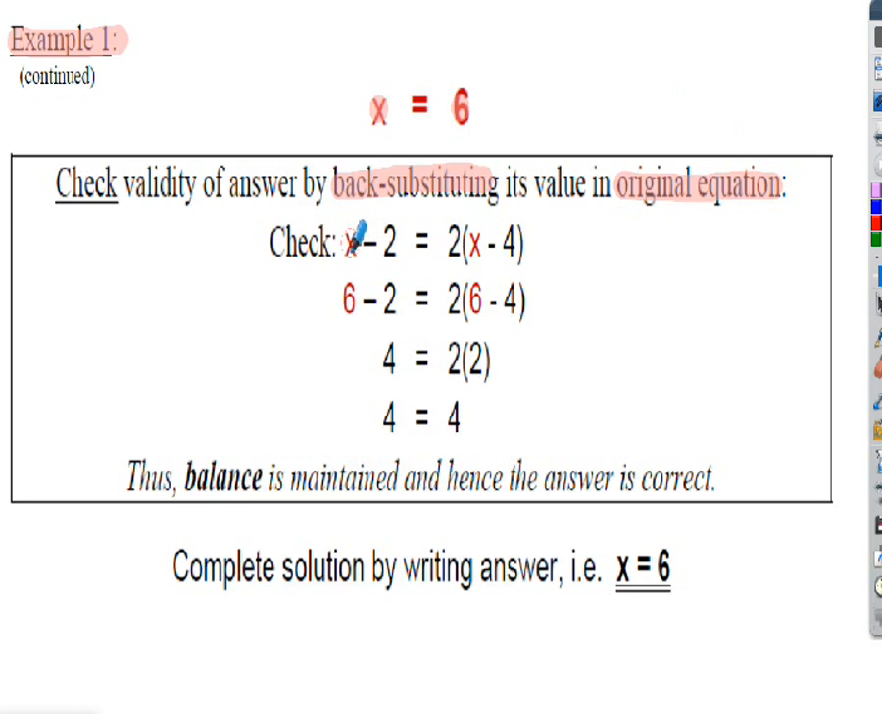So the original equation was x minus 2 is equal to 2 in brackets x minus 4. So now putting the value of x into the equation, x equal to 6, I put a 6 wherever I get x, and evaluating, I can see on the left hand side I've got 4 and on the right hand side I've got 4. So balance is being maintained here and the answer of x equal to 6 is correct. So x is equal to 6. So that's the solution of a simple equation.